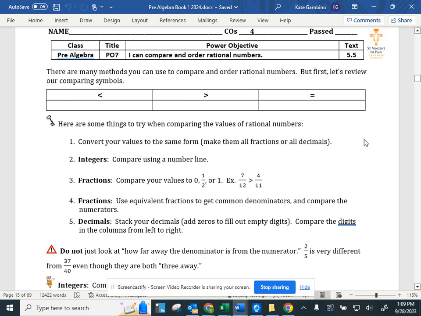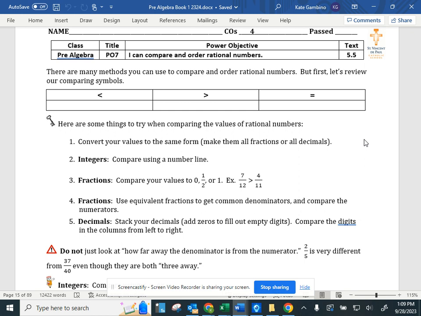Good afternoon. Today we're starting Unit 2 with PO7. It is a power objective, so we're starting off nice and strong with those power objectives. I can compare and order rational numbers. So think about what we know about those rational numbers that we learned in our last unit.